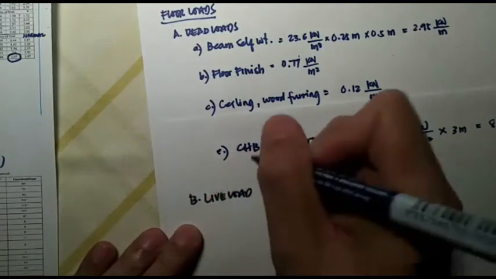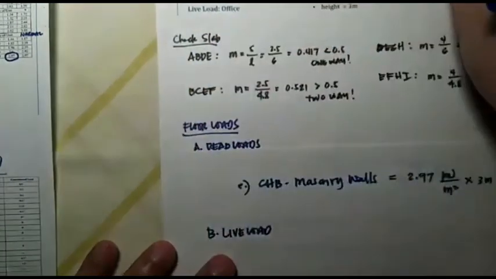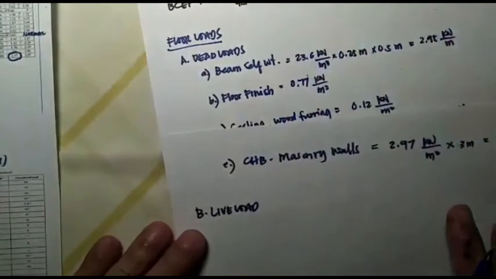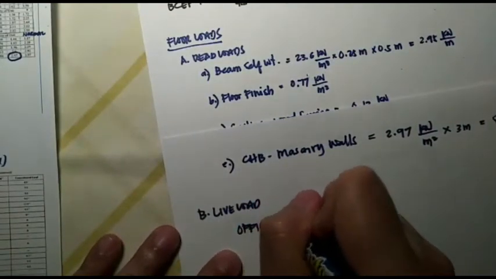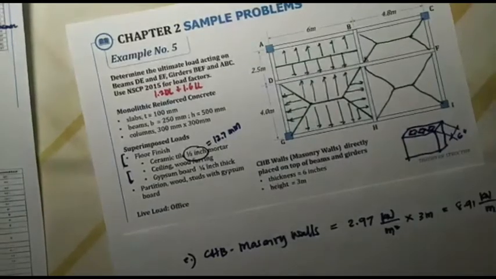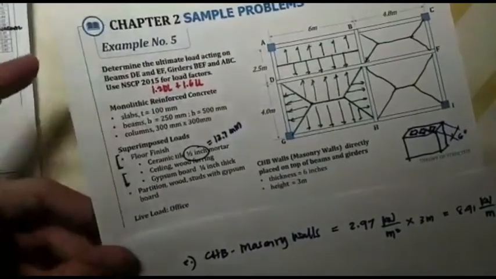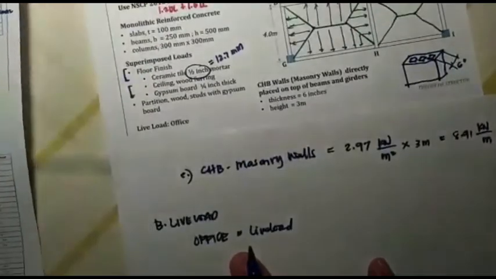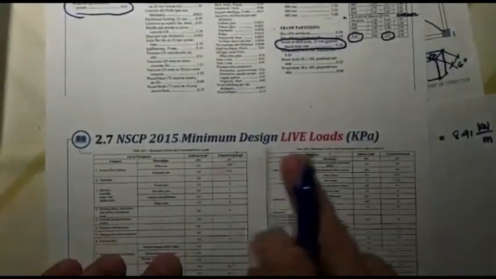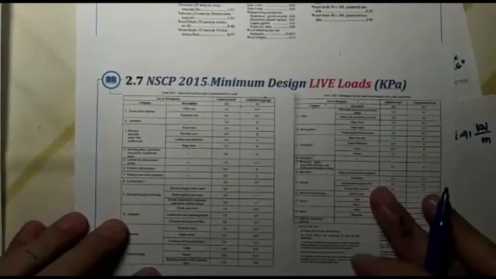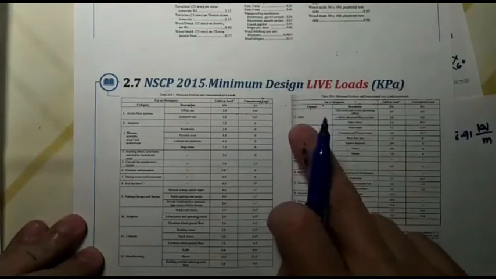So, for the live load, sabi sa problem, the live load is office. Ibig sabihin, yung paggagamitan ng frame na to is for office occupancy. So since this is for office occupancy, we have this table from the NSCP again, chapter 2, for the minimum design live load. Nakalist lahat dyan yung type of occupancy. So hanapin lang natin dyan yung office.